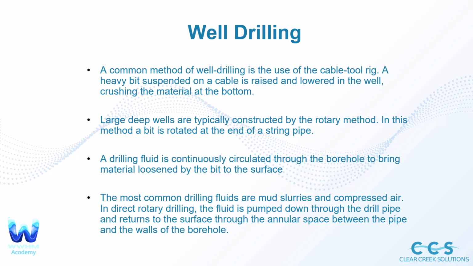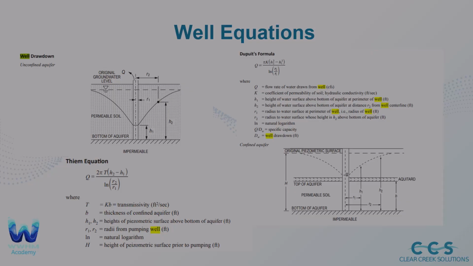Large deep wells are typically constructed by the rotary method. In this method, a bit is rotated at the end of a string of pipe. A drilling fluid is continuously circulated through the borehole to bring material loosened by the bit to the surface. The most common drilling fluids are mud slurries and compressed air. In direct rotary drilling, the fluid is pumped down through the drill pipe. It returns to the surface through the annular space between the pipe and the walls of the borehole.